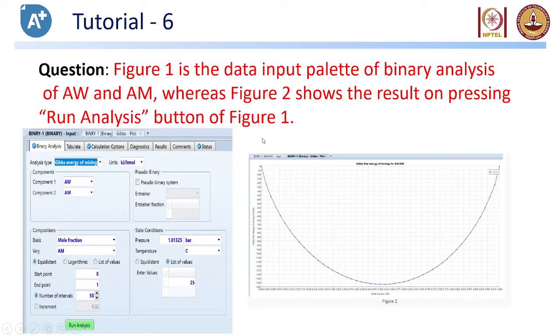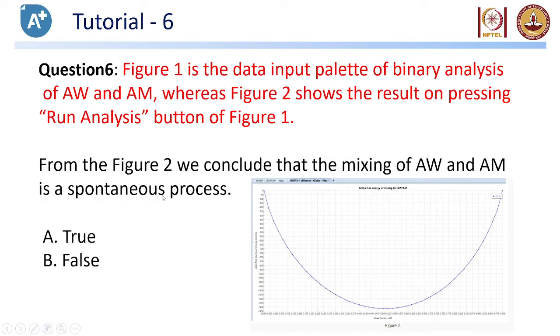I have one more question. There are two components, A and B, and this is a plot of Gibbs energy, with mole fraction of the component on the x-axis. Observe this plot. It's a parabola, right? On the x-axis we have mole fraction of component 2, and on the y-axis the Gibbs free energy of mixing. The question is: is the mixing of components A and B a spontaneous process or not? Can you please respond?